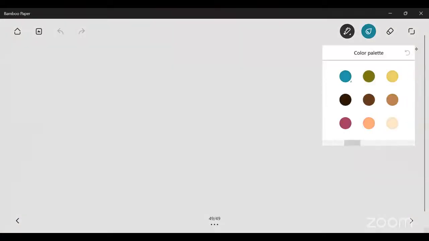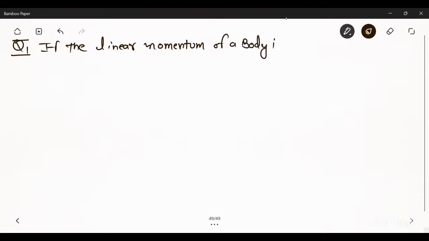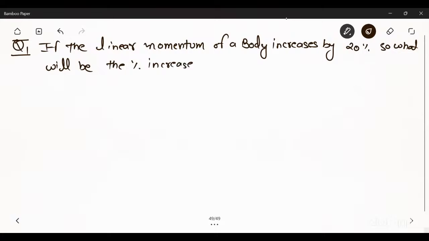So the first question of the chapter is, if the linear momentum of a body increases by 20%, what will be the percentage increase in the kinetic energy of the body?